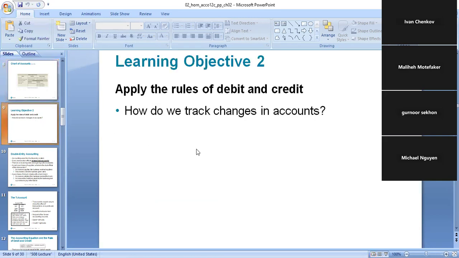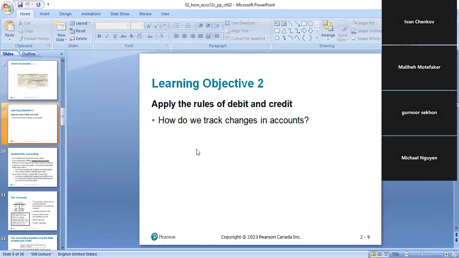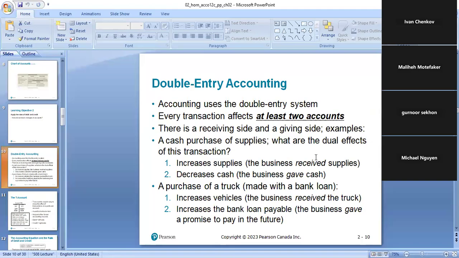Now, that's for the chart of accounts, and that's for the accounts in the ledger. How are we going to organize everything? How are we going to keep track of the changes in the accounts? What we're going to do is double entry accounting. We saw double entry last time. Double entry means that on the accounting equation, assets and liabilities, if one account is affected on one side, there should be another account affected on the other side.